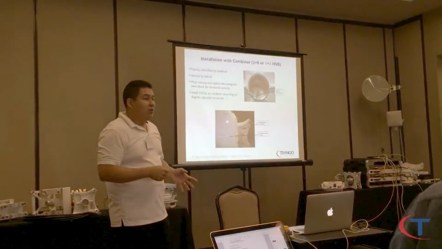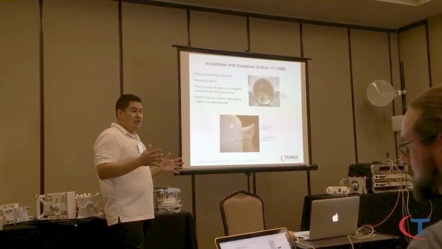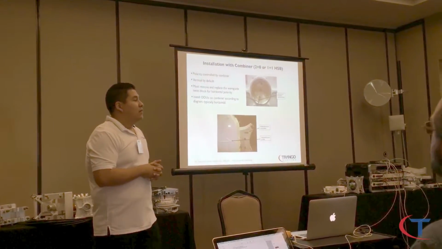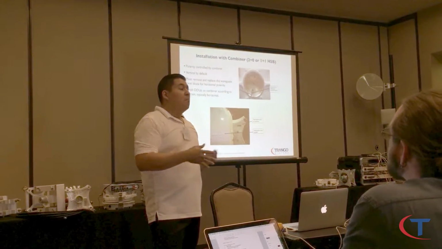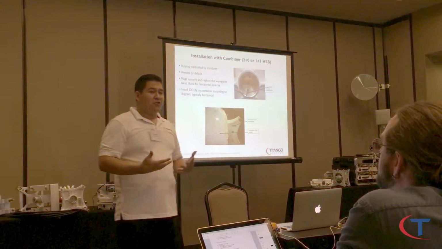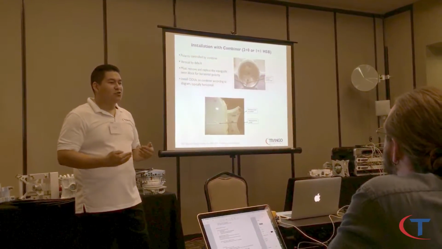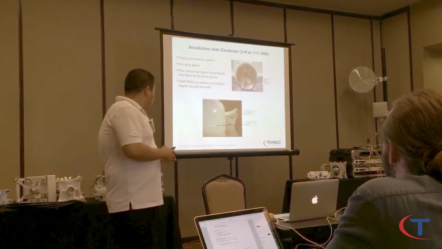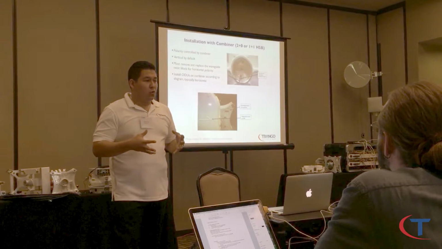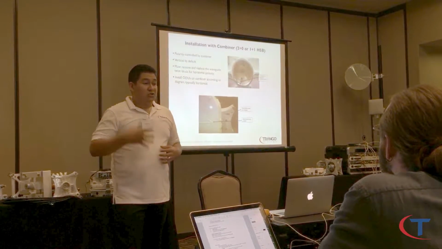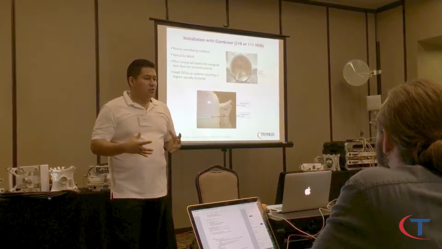All right, now we're going to get into the combiners, okay? As we said before, an antenna does not have polarity. It's the actual ODU. But when you use a combiner, now the combiner has actual polarization. A combiner is used to combine two radios, two ODUs. Left and right, there's a main and there's a secondary ODU.